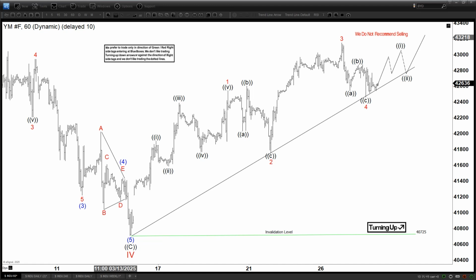Today is March 28th and the chart of the day for today is the Dow. This is Dow Future 60 minutes time frame. Let's take a look at what we got here, guys.